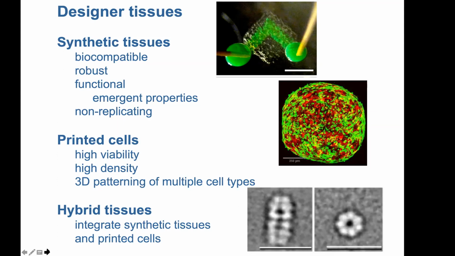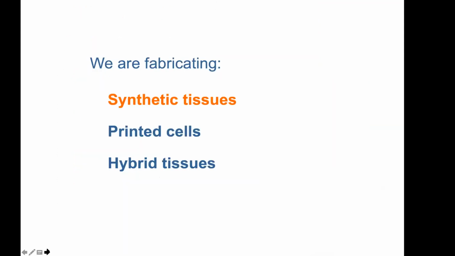Using some of the technologies that we've developed for synthetic tissues, we've also been printing living cells, and we believe that we can do that with high viability and at high density, and we can pattern these living cells in 3 dimensions, as you'll see later. And one thing that we'd very much like to do is bring these two things together to make hybrid tissues, to integrate our synthetic tissues with the printed cells. So first of all, let me tell you about the synthetic tissue area.